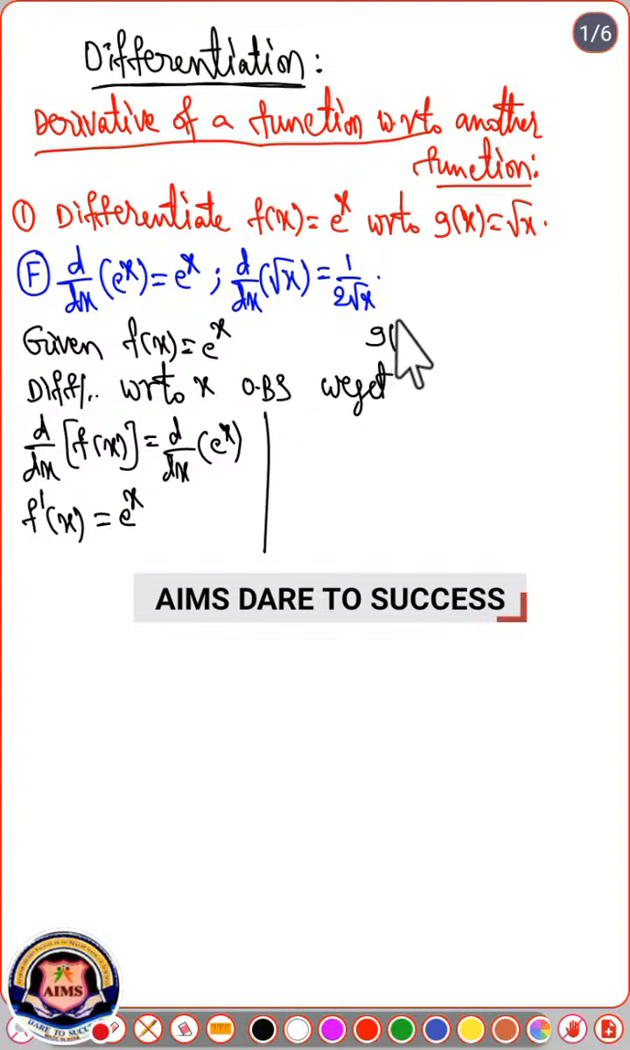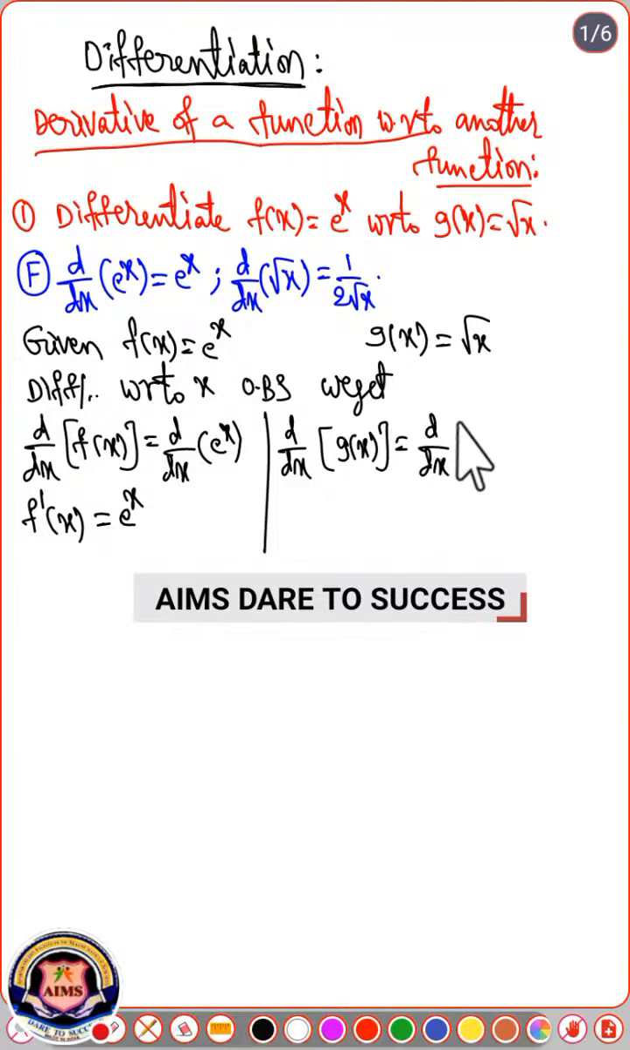Next, given g of x is equal to root x, differentiating with respect to x on both sides, we get d/dx of g of x is equal to d/dx of root x. d/dx of g of x is g dash of x, and d/dx of root x is, by direct formula, 1/2 root x.